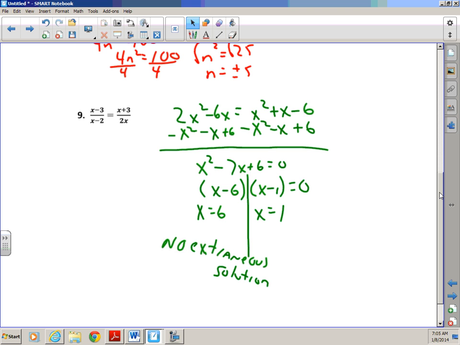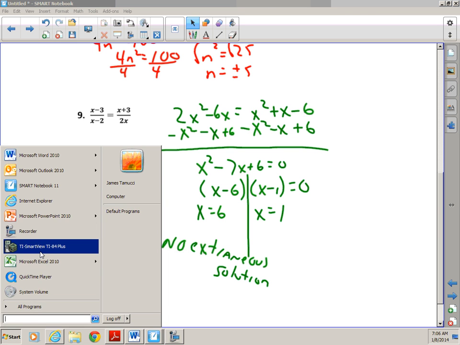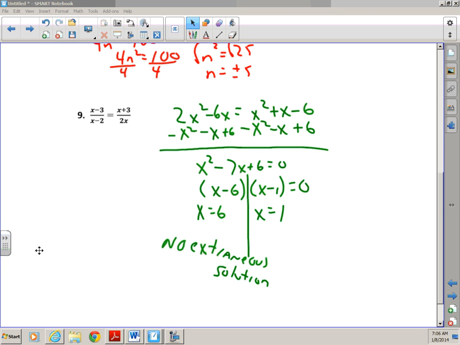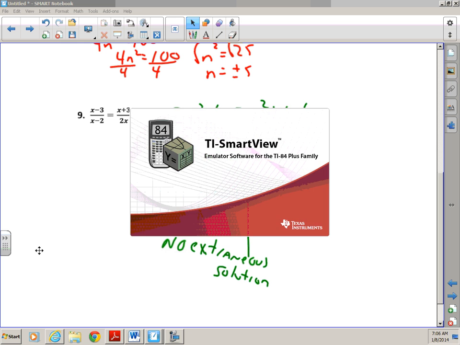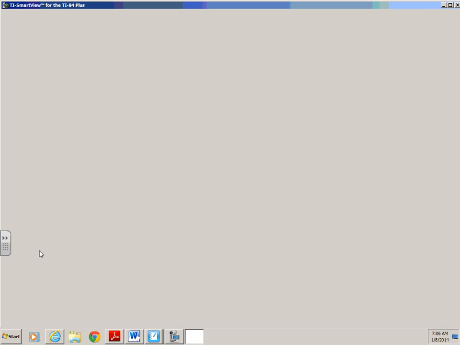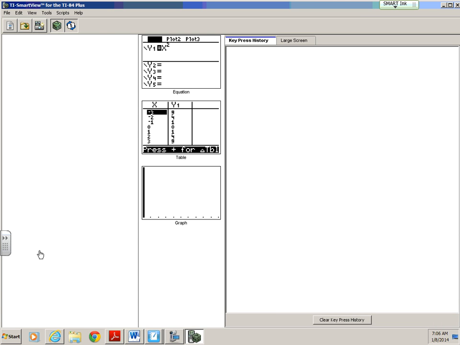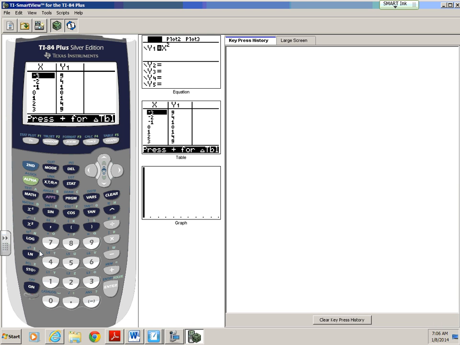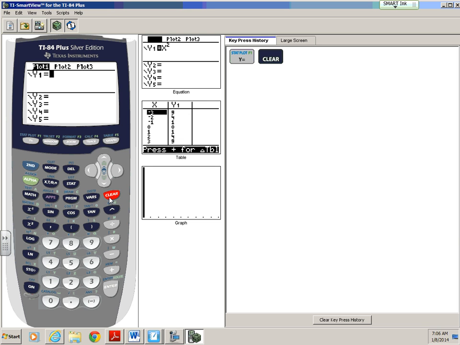Now, I want to show you one of these by using the graphing calculator. And the one thing I want to point out is the only downside to the graphing calculator is the equation has to be set up where it's set equal to 0. So in other words, if you looked at problems 6 through 9, none of them are set up equal to 0. So if you don't correctly set it up equal to 0, it's not going to be helpful on the calculator. But let's take a look, for example, at number 6.